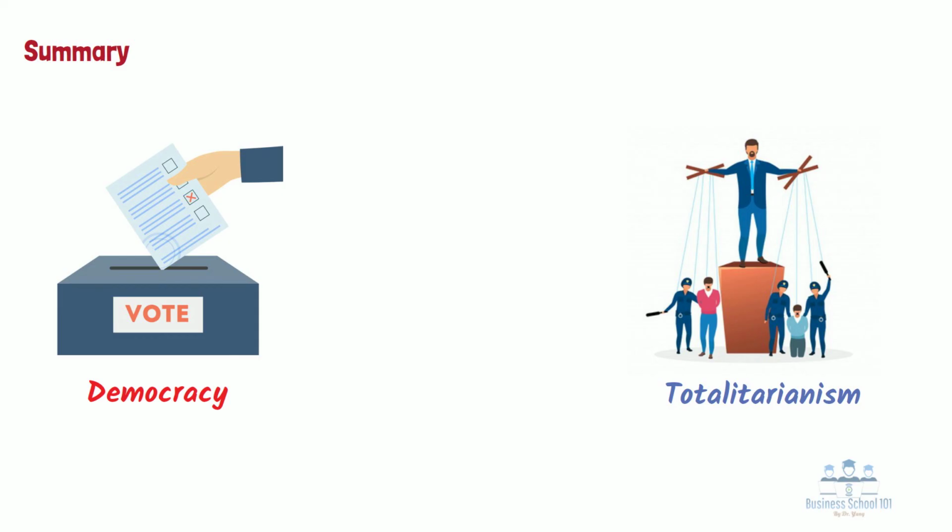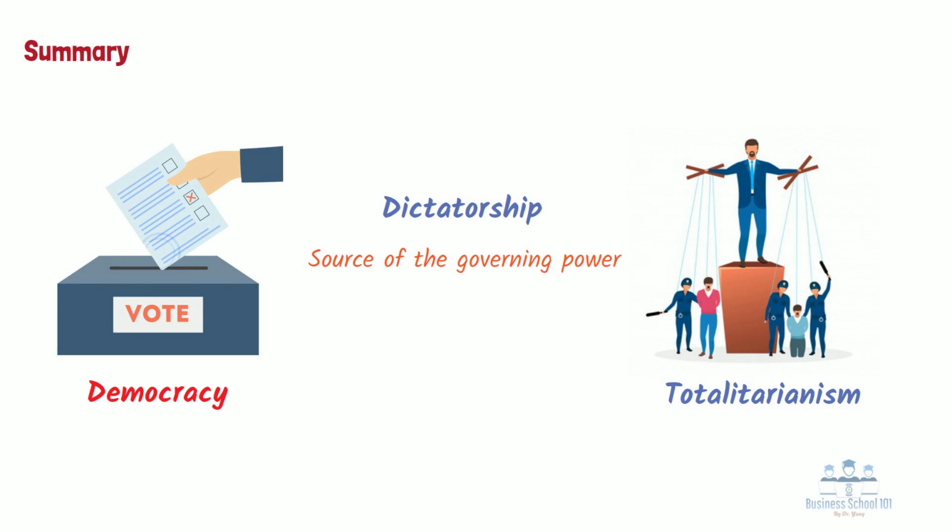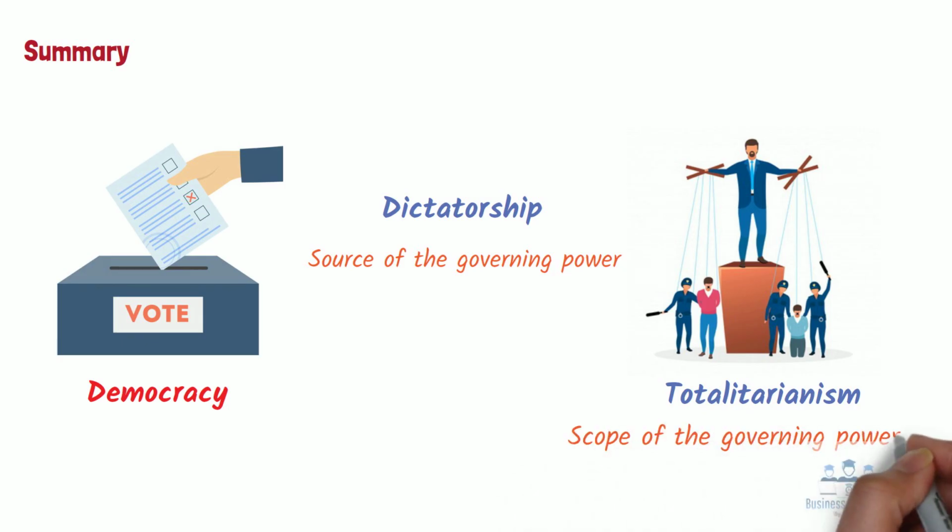Totalitarianism is often associated with dictatorship, but there are some key differences. Dictatorship is a form of government in which the ruler has the power to govern without the consent of those being governed. Therefore, dictatorship concerns the source of the governing power, while totalitarianism concerns the scope of the governing power.